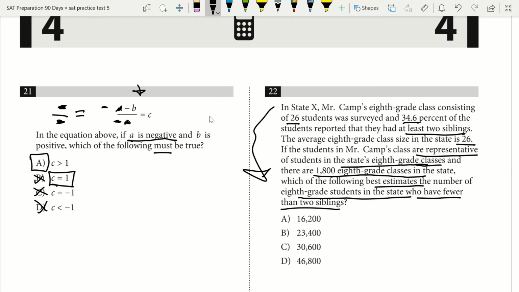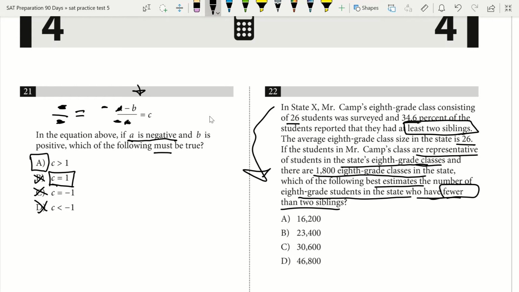Okay, keep in mind we said at least 2 siblings here. Now we're talking about fewer. So what we have to do is take that percentage and subtract it from 100%. Since we know we're going to multiply it, we're just going to go ahead and use 1. So we're going to use 1 minus 0.346. That's going to leave us with 0.654.